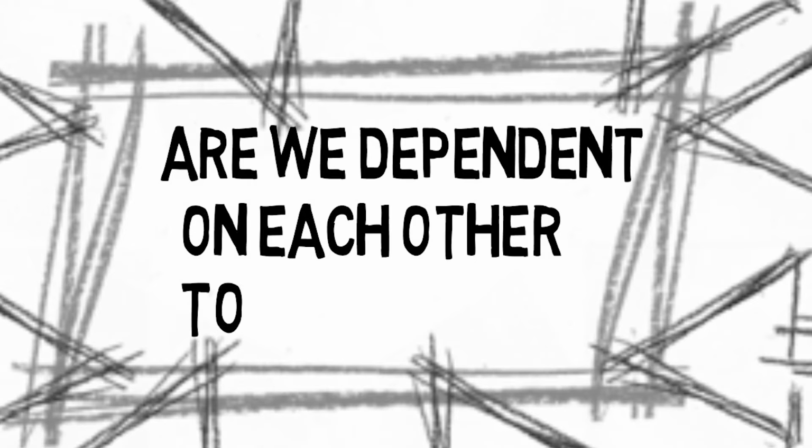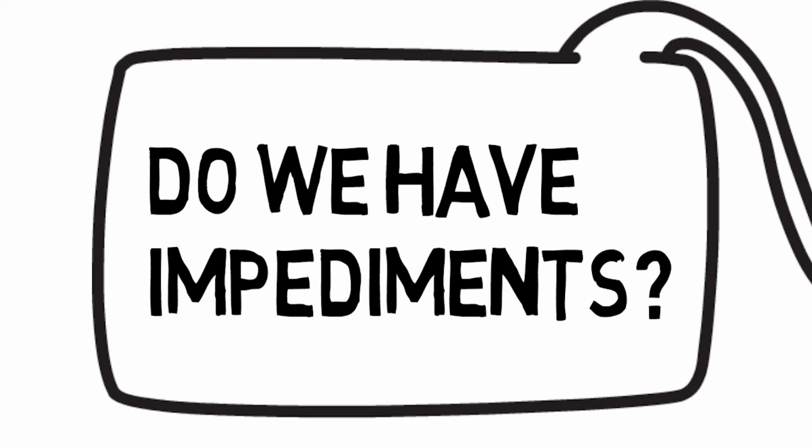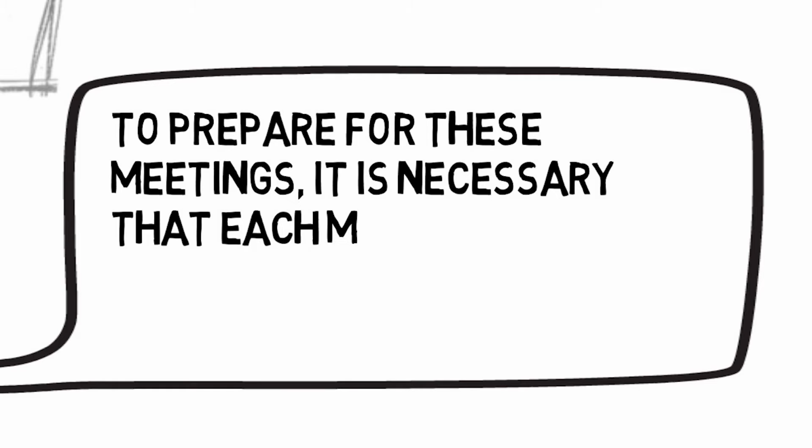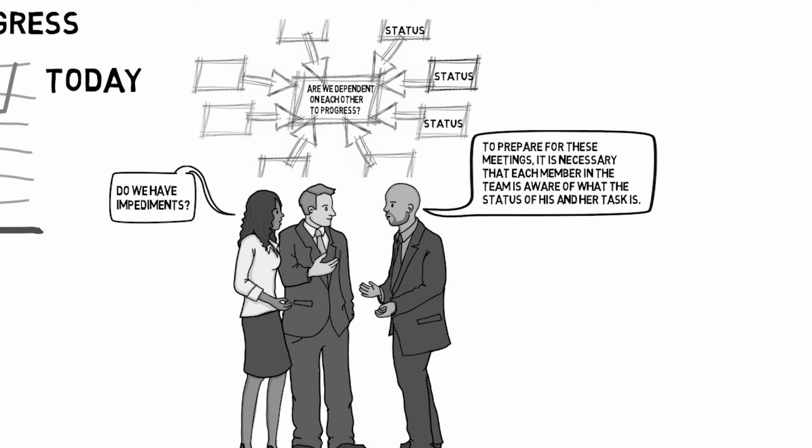So each day we are talking about what we achieved the day before, what we are going to work on today, and especially very important is that we inspect whether we are dependent on each other and how we are going to progress. It's very necessary to talk about the impediments which the Scrum Master can take and escalate or maybe remove. To prepare for this meeting, it's necessary that each member in the team is aware of the status of his or her task.